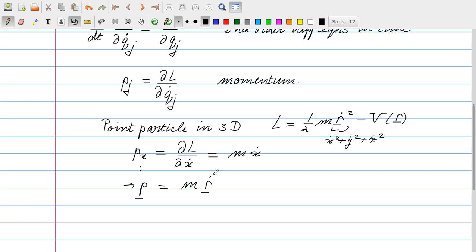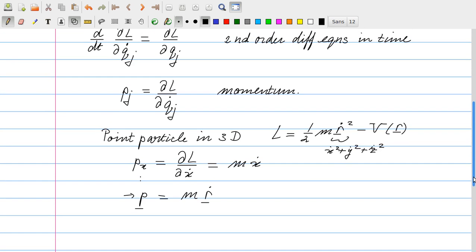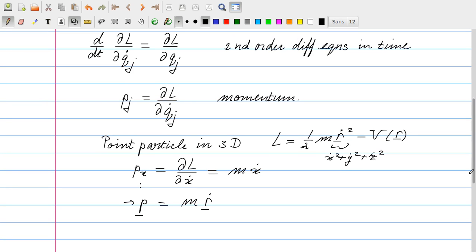However, if we really have constraints and we have different types of generalized coordinates, then pj will also have a different form. And so it is this generalization of the concept of momentum that we all know from ordinary mechanics of point particles.